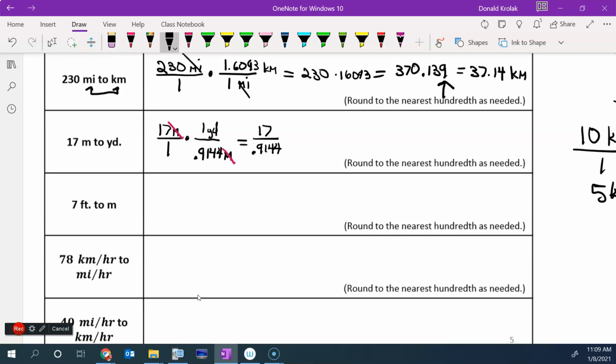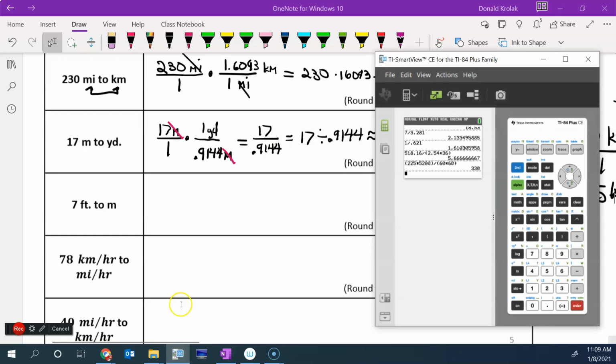So if I end up with that, that tells me I'm dividing. Okay, so now I'm going to divide that out.